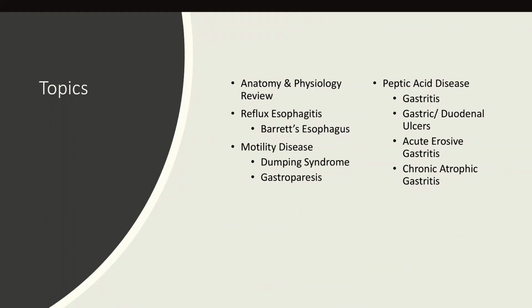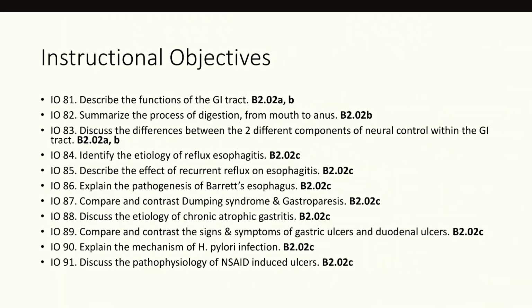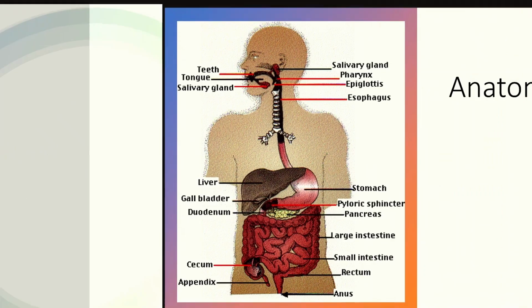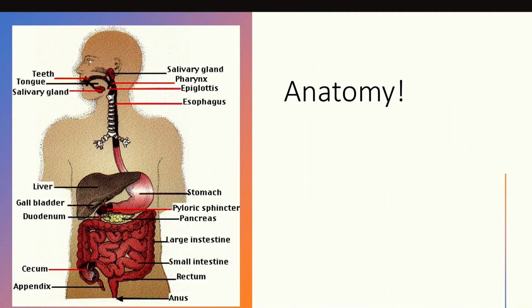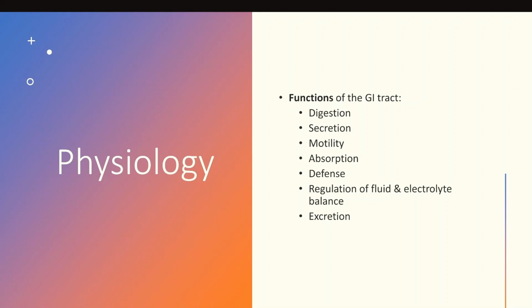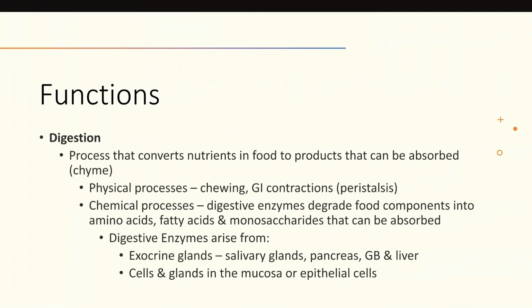So again, just selected topics that we'll go over, half today, and then the other half we'll do tomorrow. Just a brief anatomy and physiology, just to get us back into the world of GI. There's our anatomy. Remember, the GI system is just one long tube with a bunch of accessory organs that pop in along the way to dump in different things to digest. Function of the GI tract as we go through them.